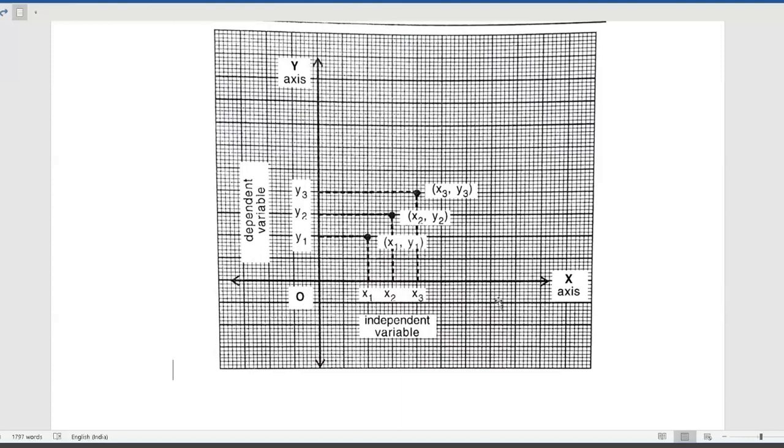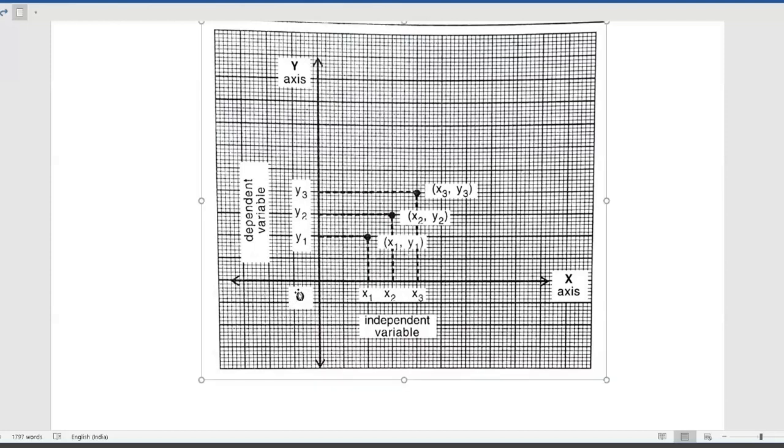See, both the variables are shown using proper scale. So scale is very important here. This origin, it shows the value of both the variables, that is dependent and independent. Because this origin is at the intersection point. And that's why they are 0, 0.